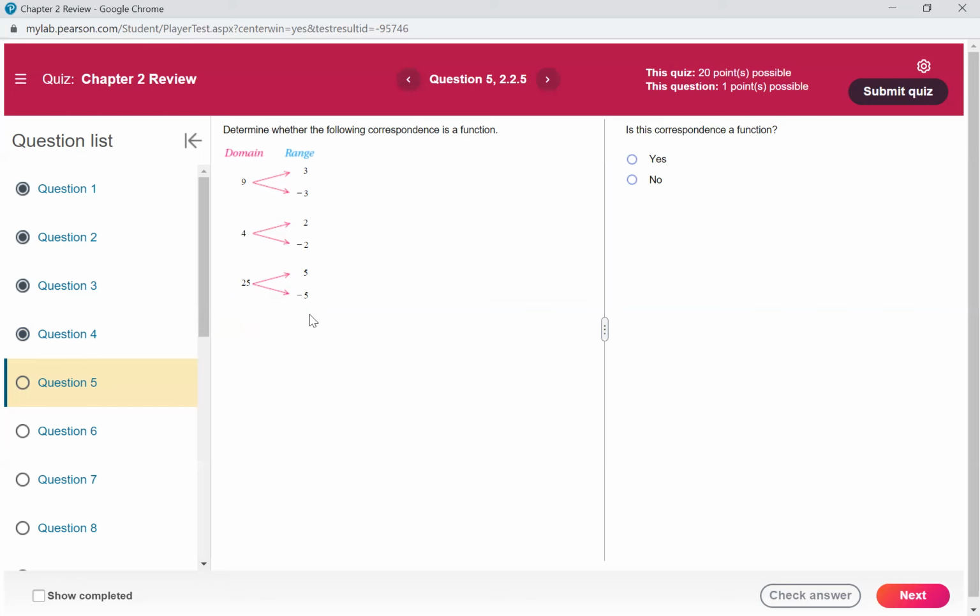So since my domains are not pointing to one range value, and if you notice, all my domains are pointing to 2 different range values. So y'all, that violates the definition of a function, and this one would be no.